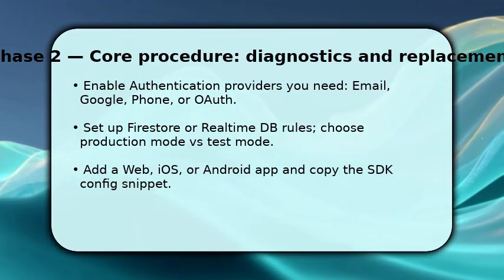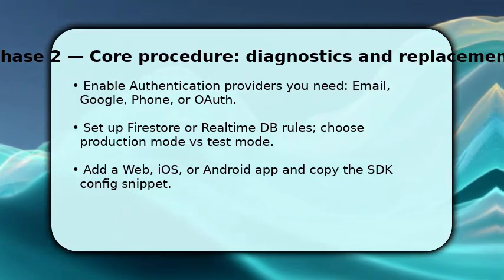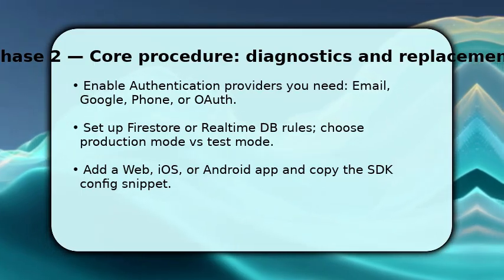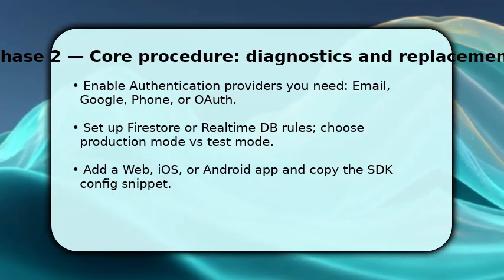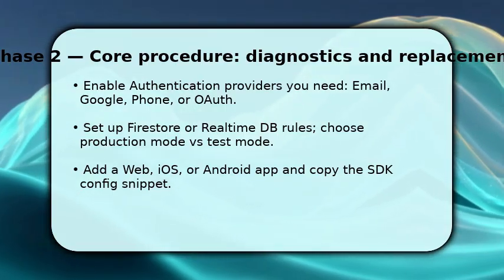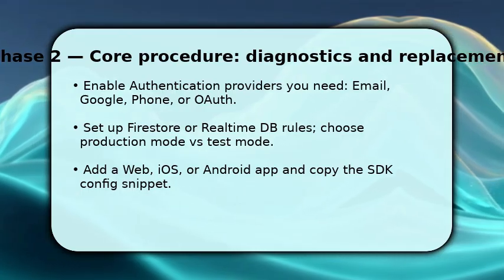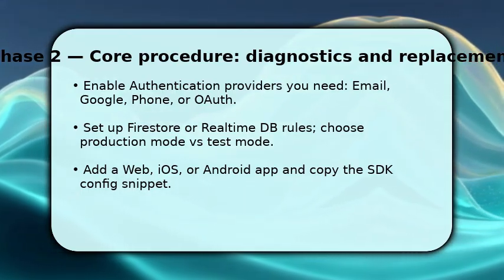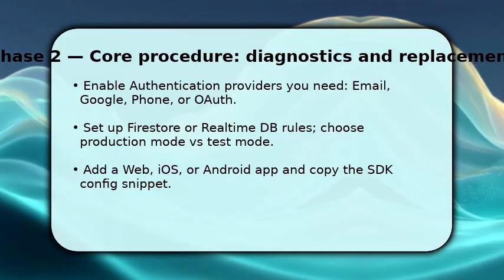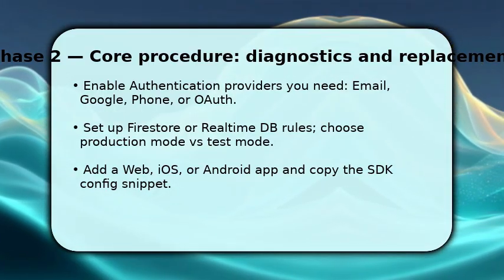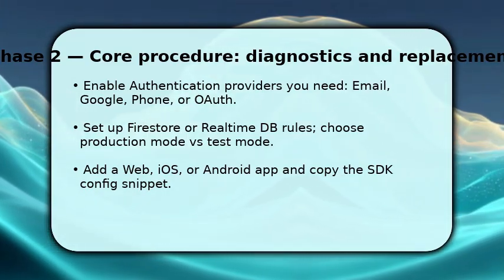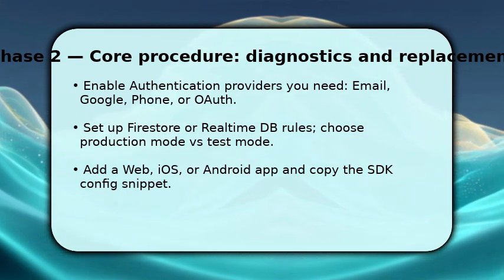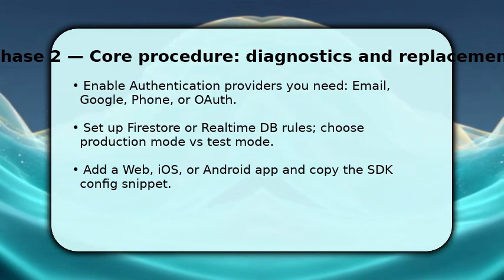First, enable authentication providers you plan to use: email, Google, phone, or OAuth, and configure OAuth redirect URIs for web apps. Next, initialize Firestore or Realtime Database, choose production rules instead of open test mode, and tailor security rules to your data model. Then add an app, web, iOS, or Android, register its bundle or package name, and copy the SDK config snippet into your codebase to initialize the Firebase client.